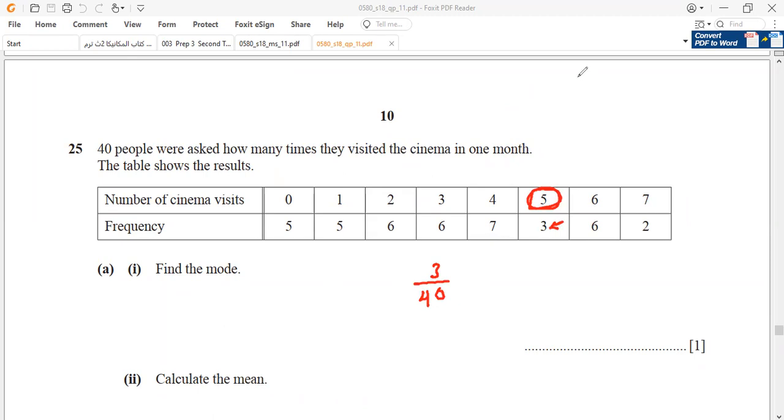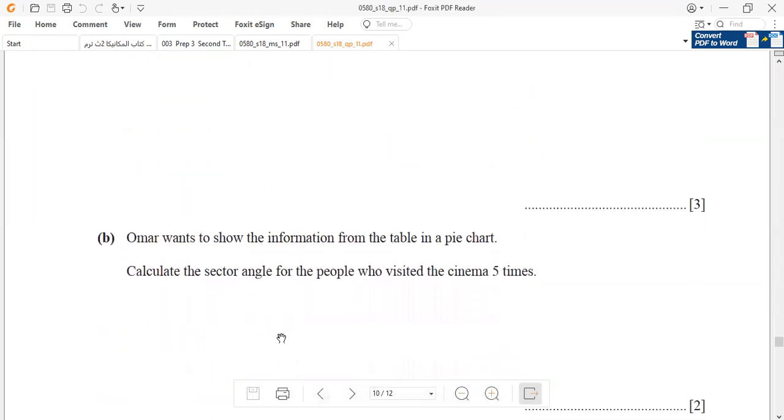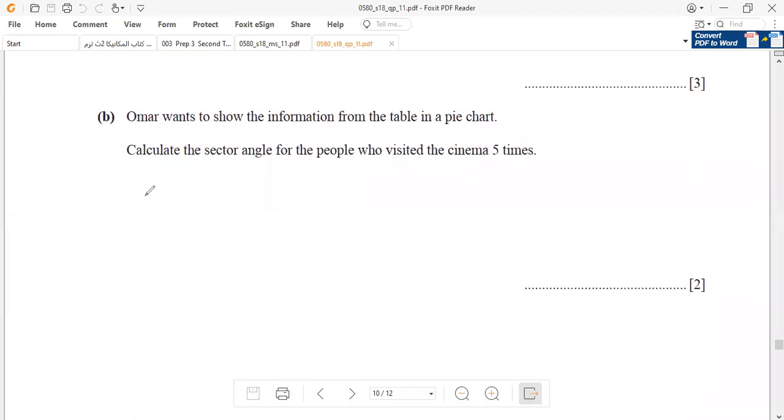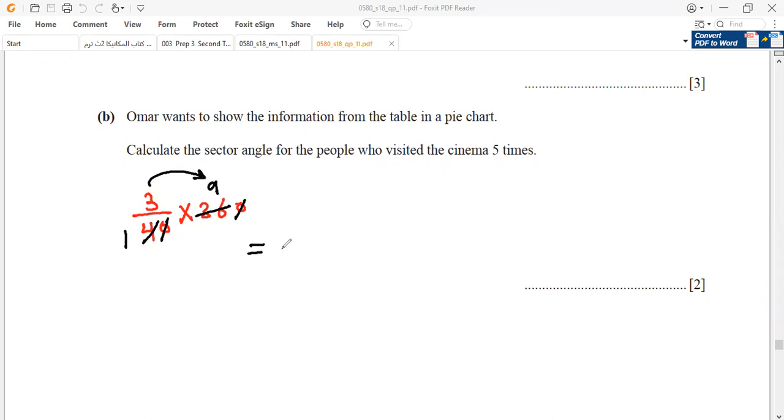So we should multiply this fraction, 3 out of 40, multiply 360, to find the measure of the angle for this sector, which will be the sector of the people who visited the cinema 5 times. We can cancel 0 with 0. 4 divided by 4 equals 1. 36 divided by 4 equals 9. 3 multiply 9 equals 27 degrees. So the angle here will be 27 degrees.